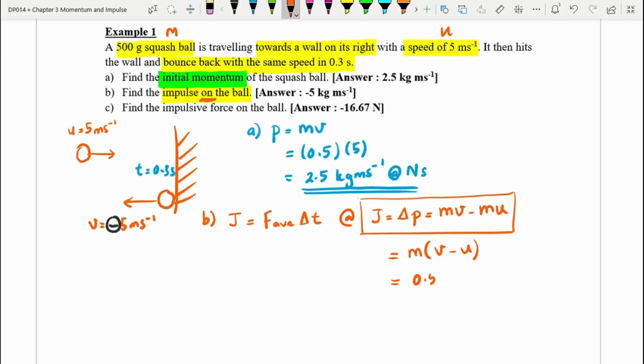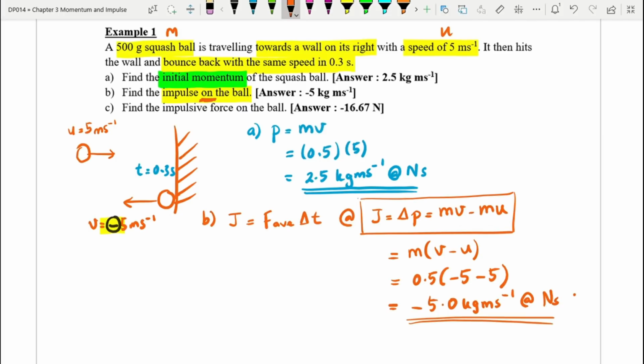Mass of the squash ball is 0.5. The final speed is -5. Remember, that's why it is important that we add the negative sign in our final velocity, because we have to include it in the calculation. So -5 minus 5. Okay, so the answer will be negative: -5.0 kg m s^-1 or Newton second. Impulse and momentum have the same unit.